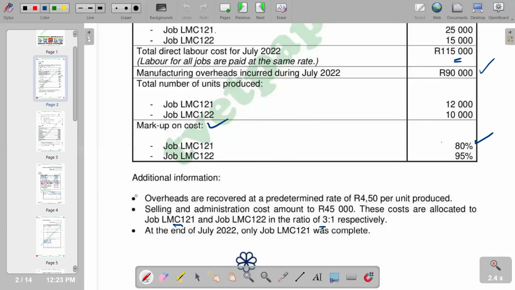So if we come to the first point, it reads overheads are covered at a predetermined rate of 450 per unit produced. So we need to calculate the applied manufacturing overheads, which we are supposed to credit in the manufacturing overheads control account. So 450, then you multiply it by the total number of units produced, which is 12,000 plus 10,000. If you add the two, you get 22,000. So here you multiply by 22,000 to get the applied manufacturing overheads. If you calculate, you're going to get 99,000. So you credit it in the manufacturing overheads control account.